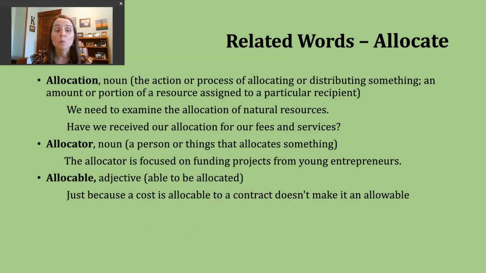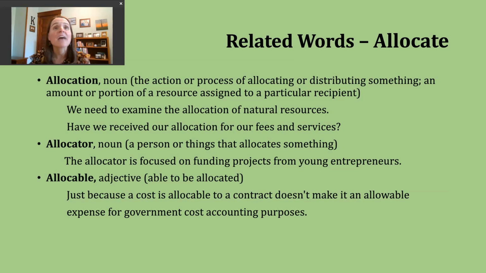The last word we'll talk about today is the adjective allocable. This means able to be allocated. An example of this in a sentence might be, just because a cost is allocable to a contract doesn't make it an allowable expense for government cost accounting purposes.